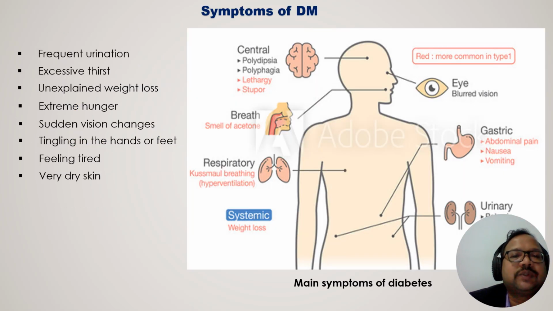What are the symptoms of diabetes mellitus? So you know that frequent urination, thirst, unexpected weight loss. Sometimes we can see gastric problems, sudden vision loss, feeling tired, extreme hunger, and also very dry skin. Also, we notice.